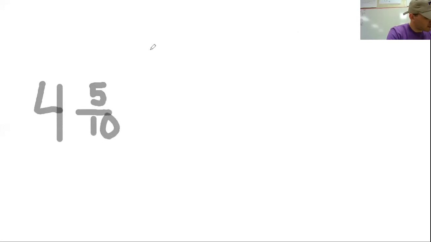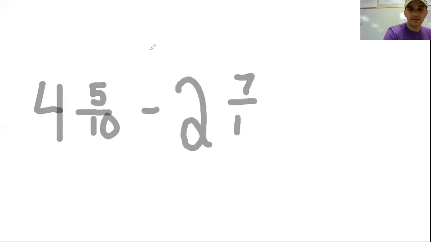All right, so we've got 4 5/10 minus 2 7/10. So our rule when we're subtracting these mixed numbers, you can't take a fraction unless you have a fraction. Well, we've obviously got a fraction, but it's not possible. You can't do 5/10 minus 7/10. So let me put a star on this one. This is a great question. We've got to make this fraction bigger. We've got to make this bigger so it's possible to subtract.